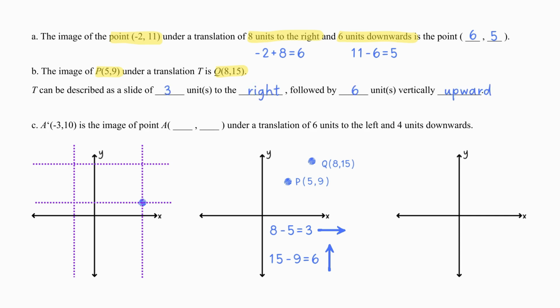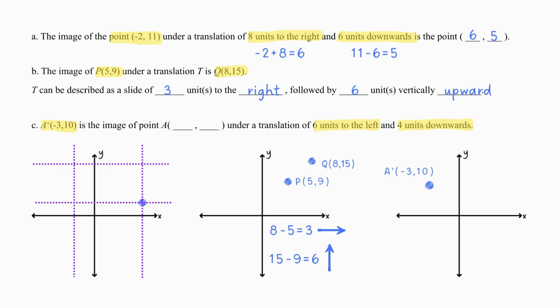For the last part, C, we are going to work backwards to find the original point. Notice that the point they started the question with is A prime. This indicates that we will move backwards to find our original point. The question says that we ended up at A prime, -3, 10, after a slide of 6 units left and 4 units down. So where did we start?